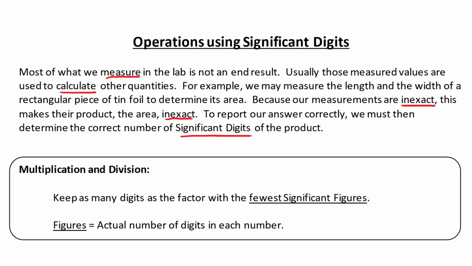Let's explore the rules associated with multiplication and division, and then we'll look at addition and subtraction. For multiplication or division, we keep as many digits as the factor with the fewest significant figures. Figures are the actual number of digits in each number. So we count up the number of figures in each of the numbers in the calculation, and we round off to the fewest number of significant figures. Let's examine that now.